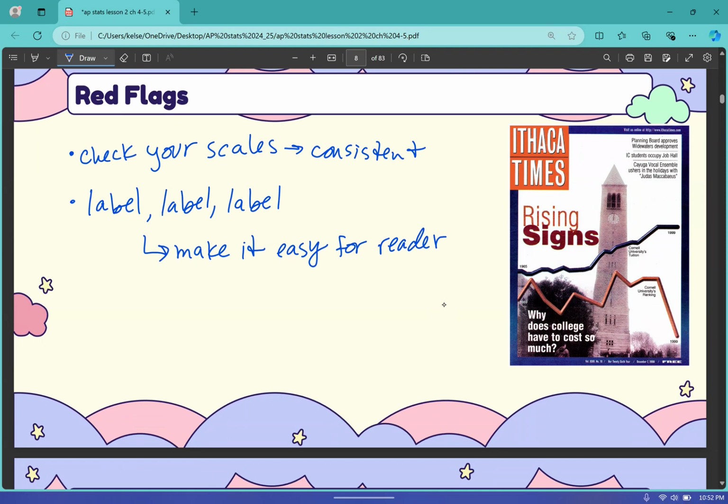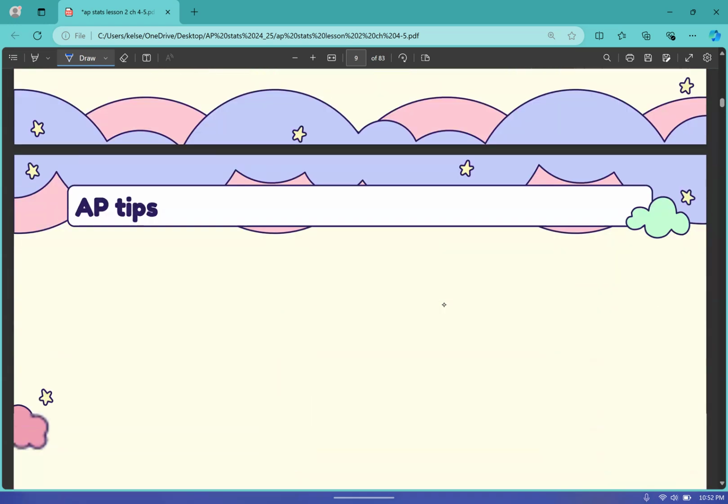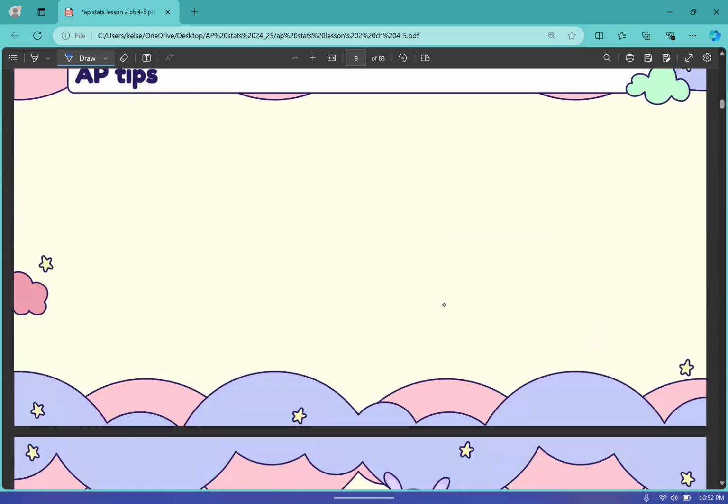Make it easy. And then the other thing is make sure that you are always checking for outliers. Check for outliers. Okay, and then AP tips. We have a couple for you.